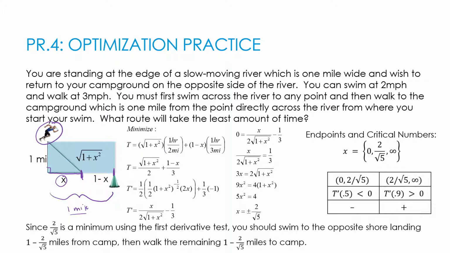I can swim across the river at any point, walk the rest of the way. What route will take the least amount of time? So the minimize, maximize question has to do with time. So time has everything to do with each distance, right? I know in 1 hour I can go 2 miles if I'm doing this distance, which is swim. Notice Pythagorean theorem gave me that that distance is the square root of 1 plus x squared. Pythagorean theorem.